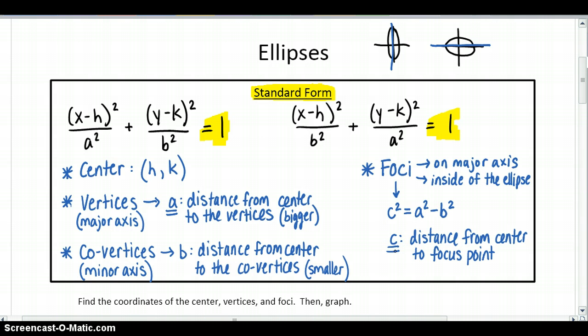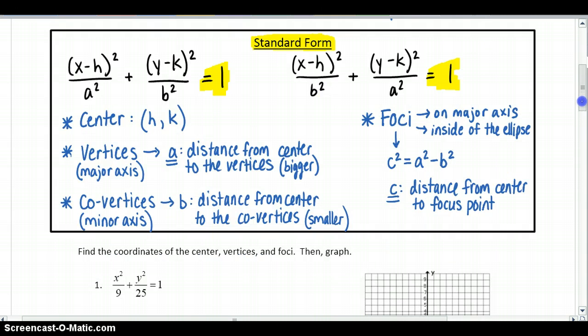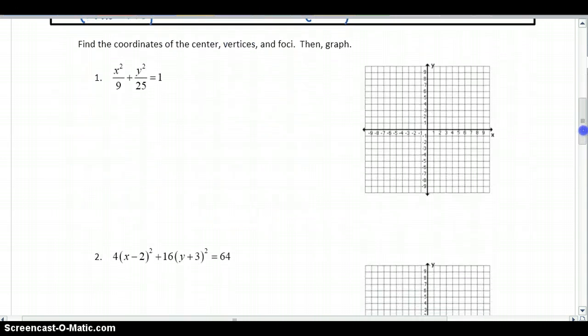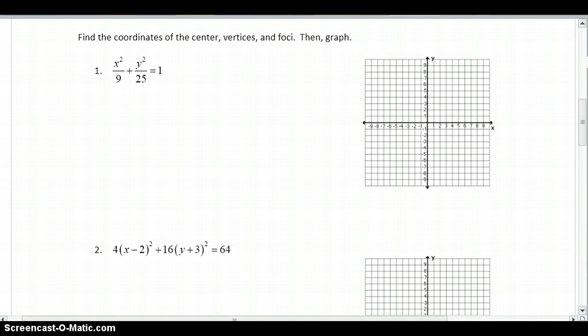Okay. So I know this seems like a lot of stuff, but don't worry, because we are going to be going through a couple examples together to make sure that we understand how to find this information and then how to graph it. Alright, so let's go ahead and take a look at example 1. This says find the coordinates of the center, the vertices, and the foci, then graph. And it actually should also say the co-vertices.